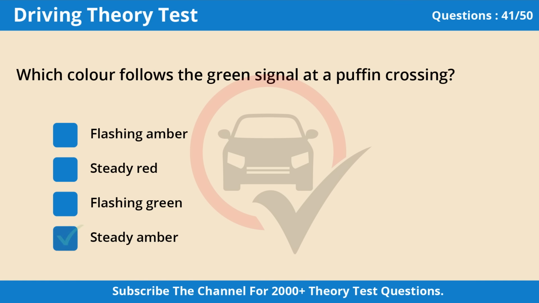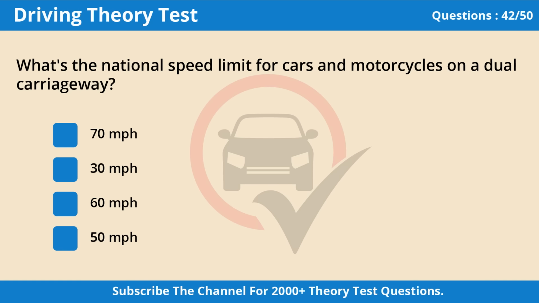D. Steady amber. Question 42. What's the national speed limit for cars and motorcycles on a dual carriageway? A. 70 miles per hour. B. 30 miles per hour. C. 60 miles per hour. D. 50 miles per hour.